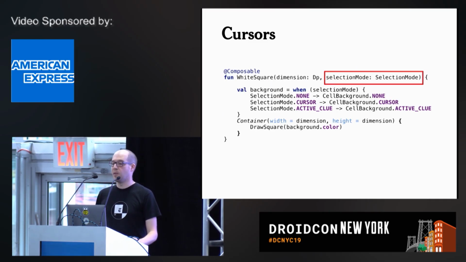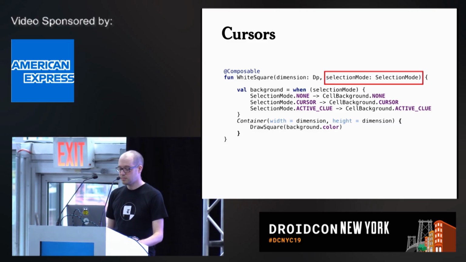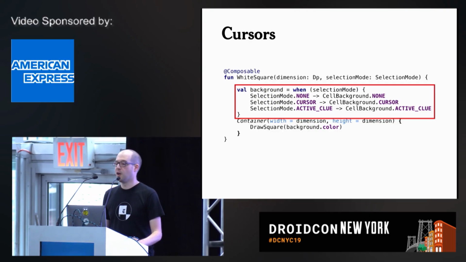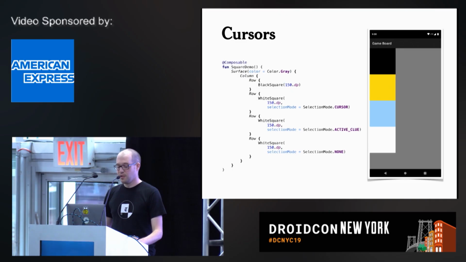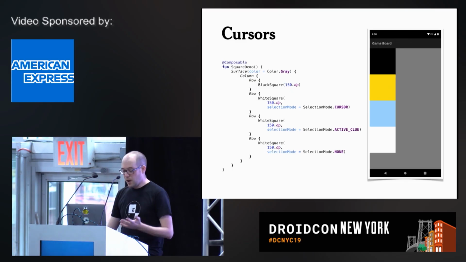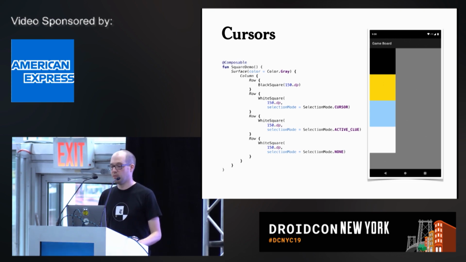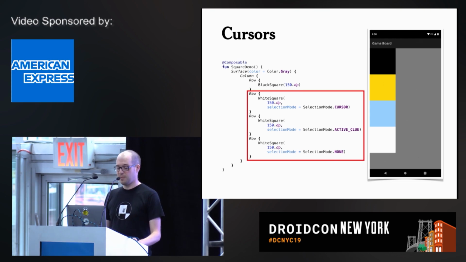So now we can go back to that white square that we had and pass selection mode into this composable. And then decide what background color to apply when we paint the draw square. So now when we get to here, I can throw these in the row. I'll have my black square just like before. And then I have my white squares with the selection modes here to show what cursor we're rendering. And so these all work great in our little quick and dirty way of seeing if these atoms of the puzzle start to render.